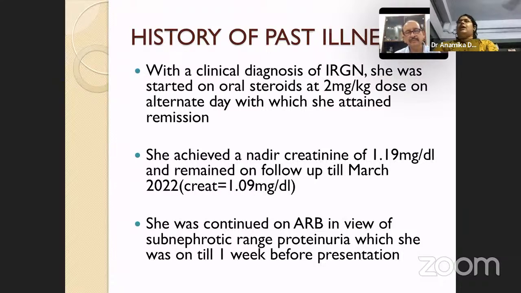And she remained on regular follow-up till March 2022 when her creatinine was 1.09 milligram per deciliter. She was, however, having subnephrotic range proteinuria, which was expected due to the severe glomerular disease she had at that point of time. She had proteinuria in the range of 500 to 700 milligrams, and she was continued on ARB, which she had stopped 1 week before current presentation.